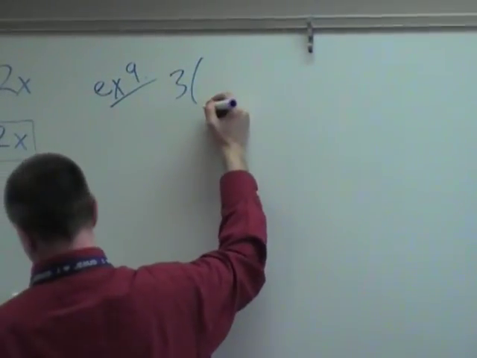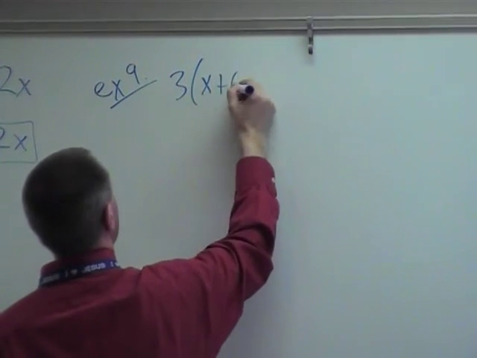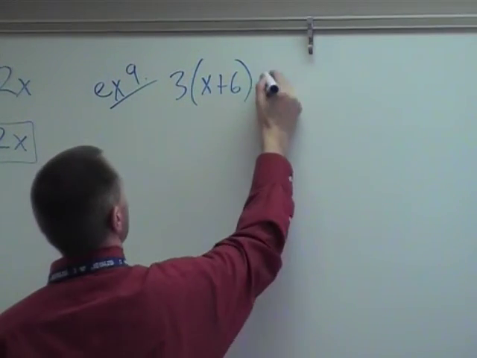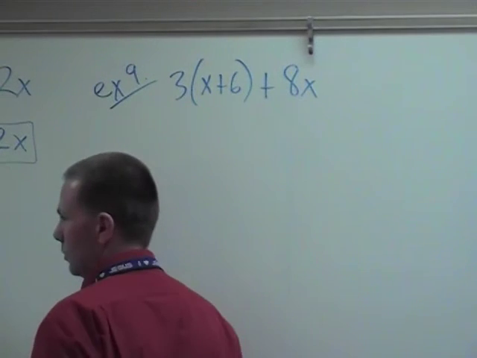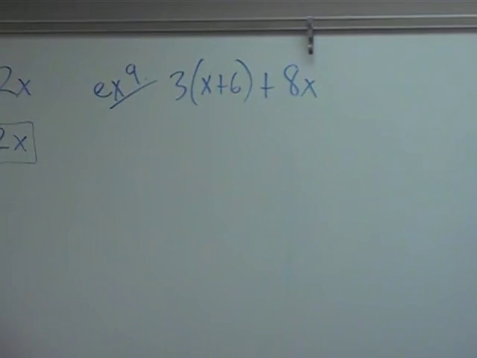Example 9. 3 times the quantity x plus 6, quantity closed, plus 8x. Parentheses are called quantities. They hold a quantity of things. All right, so everybody try your hand at this. There's no equal sign, we're not solving here, but we are simplifying. So evaluate means to solve, simplify means just combine, do whatever you can.